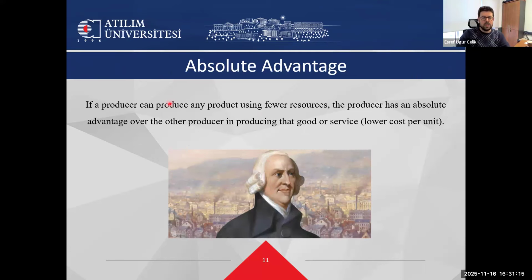Let's look at this together. If a producer can produce any product using fewer resources, the producer has an absolute advantage. That means a lower cost per unit. It's a very easy idea. If you don't understand that part, using fewer resources means that in the same time period, if a producer produces more than other producers, that producer gets the absolute advantage.